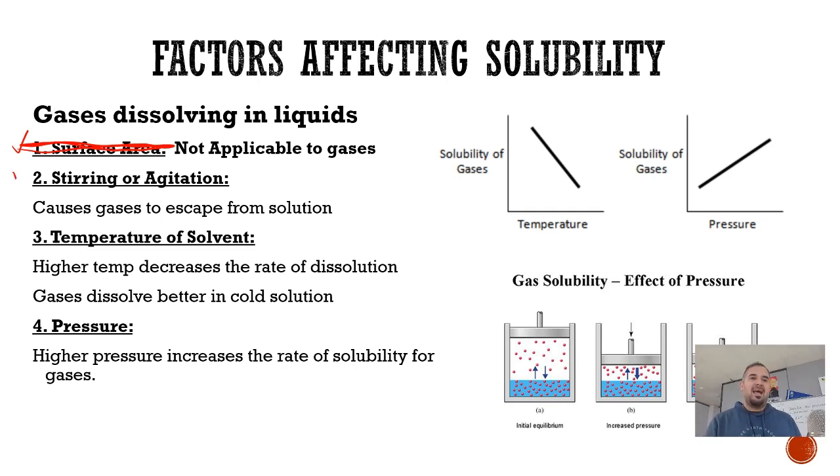Next one is stirring and agitation. Let's say you have a bottle of soda. If you shake it, is more of the gas going to dissolve into the liquid, or does the gas come out of the solution? When you shake a bottle, what ends up happening is the gas escapes from the liquid. So this has an opposite effect on gases. Gases can dissolve more easily into a still liquid.